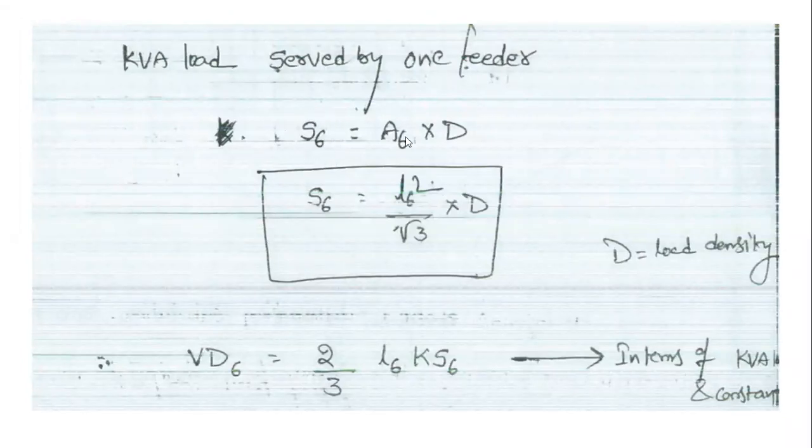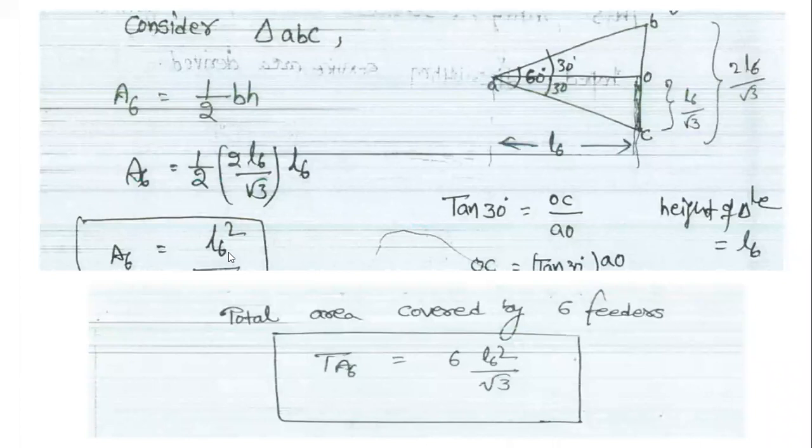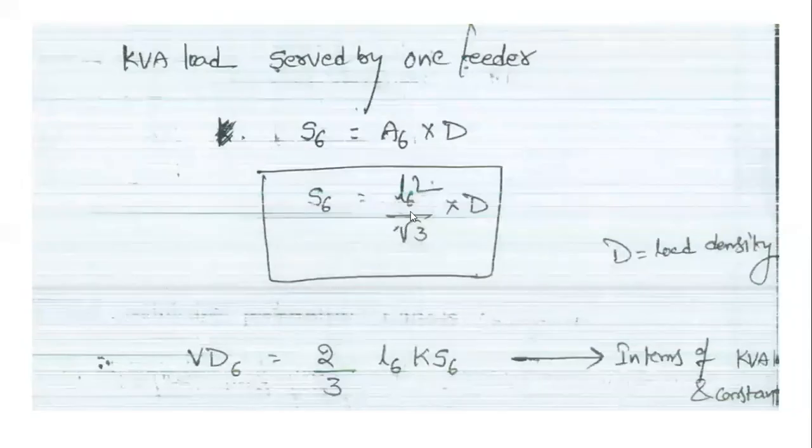Therefore, S6 is equal to area into load density. A6 is the area into load density. What is the A6 value? A6 is equal to L6 square by root 3. That is L6 square by root 3 into D, where D is the density.